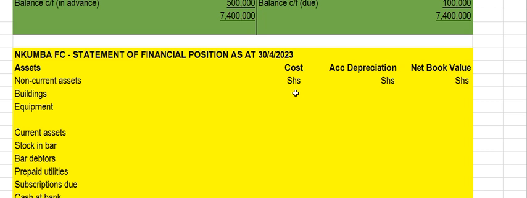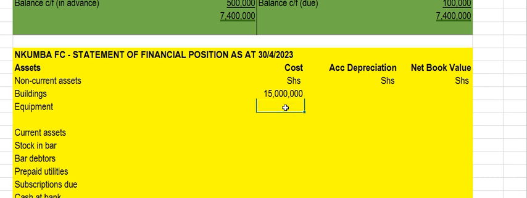The buildings, their cost is 15. Remember, the original cost of the building was 10 millions, but we are told that there was a major expenditure for the repairs of 5 million, and this extended the useful life of the building. So the repair costs have to be capitalized. We have to add them to the original cost of the building to make it now 15 millions.